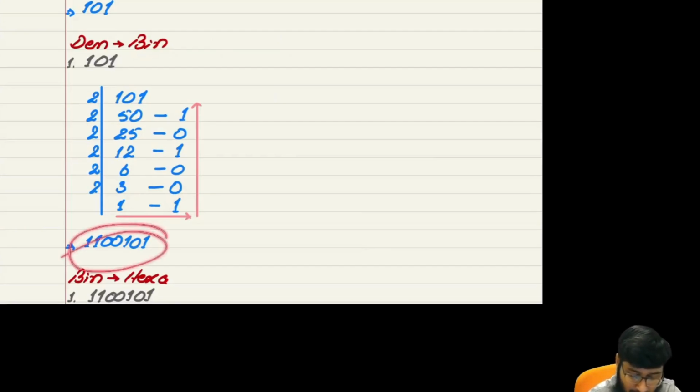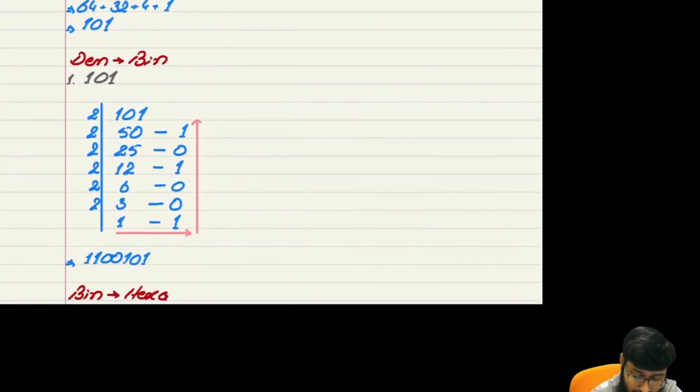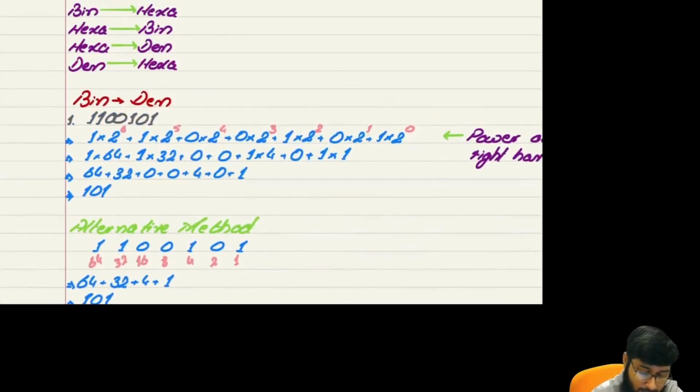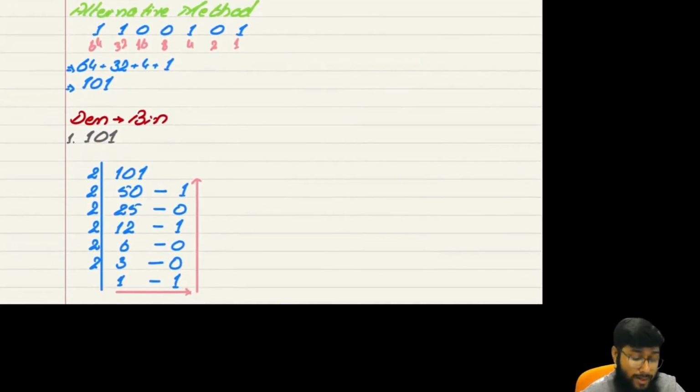So this is our answer, and if you can see, it is matching the question as it was given to us, 1100101. So we are getting the same answer. That means we have done the previous part right.